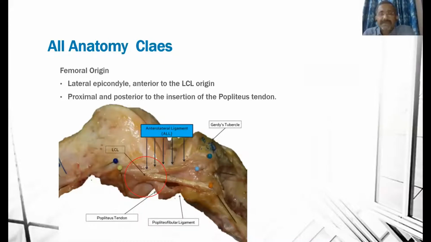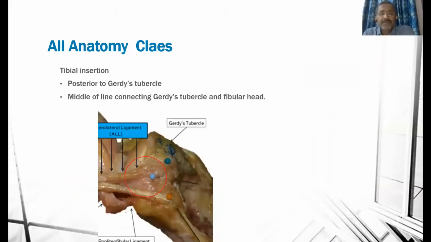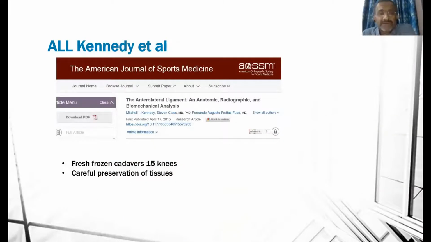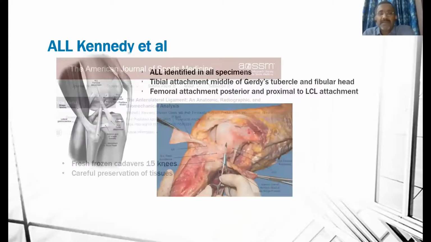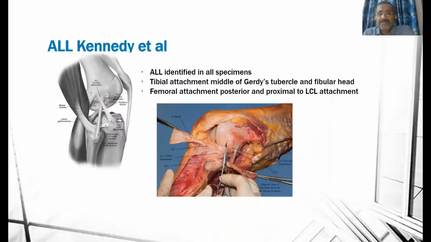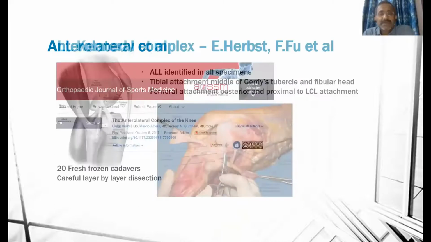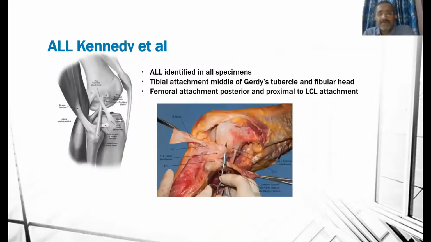tendon. And the tibial insertion was at the midpoint between Gerdy's tubercle and the fibular head. Further on, after this, he, along with Michael Kennedy, again described this anterolateral ligament, and this time they identified it in all specimens. The tibial attachment was the same. I mean, there is no controversy about the tibial attachment, but the femoral attachment, they revised it: the proximal attachment is slightly proximal and posterior to the LCL attachment.